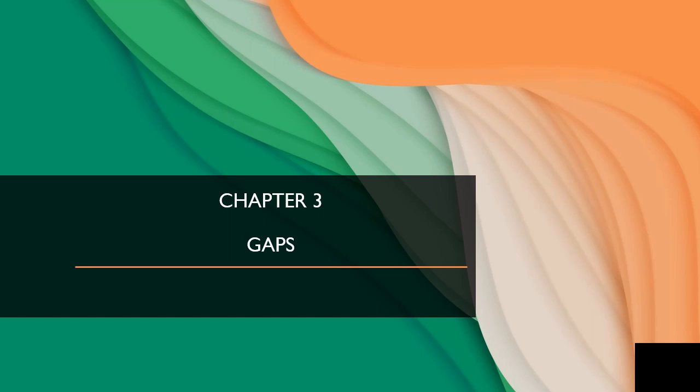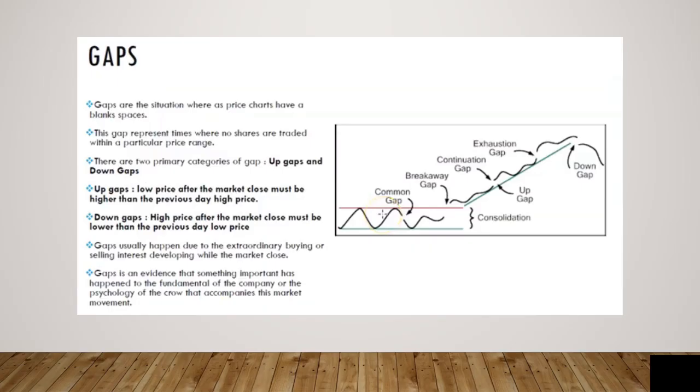Okay, so now we will continue with another subtopic in chapter 3. This is all about gaps. So we will get to know what gaps are all about. From the term itself, gaps are situations where price charts have blank spaces. You look here, there are spaces, right? This gap represents times where no shares are traded within a particular price range.